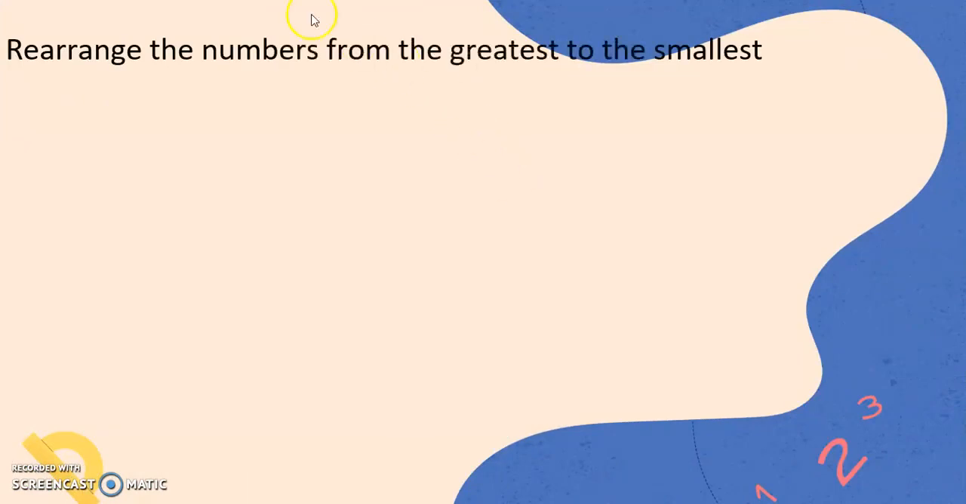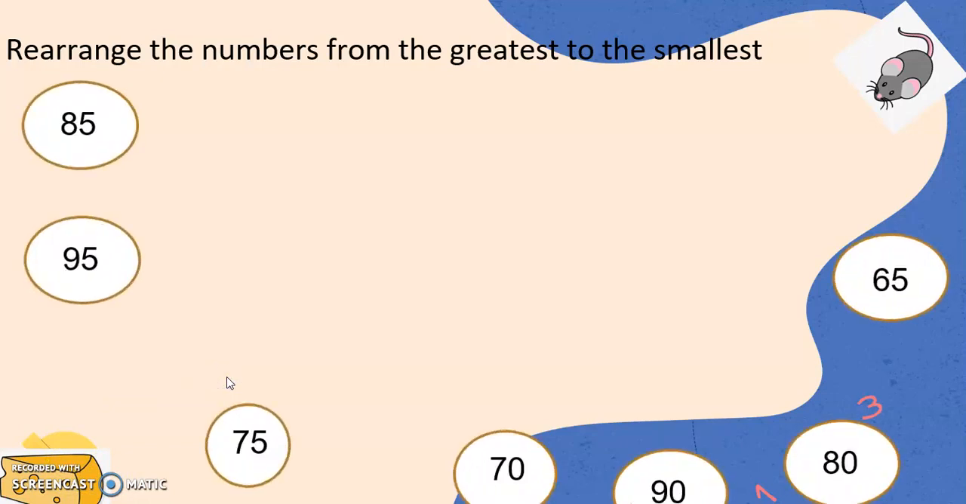Now, can we do the opposite? Let's arrange the numbers now from the greatest to the smallest, terbesar to the smallest. This time I have a mouse, okay? The mouse is trying to get to the cheese, okay? Let's help the mouse to go through some numbers.